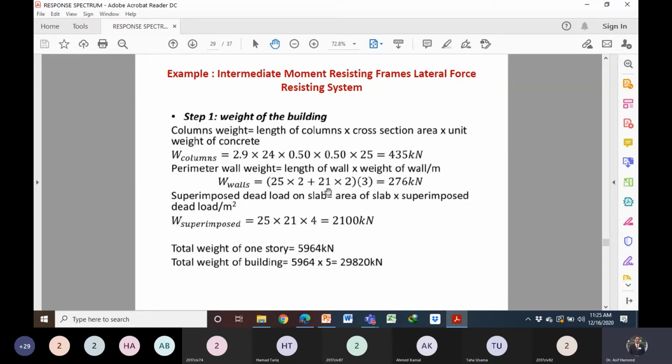Length of the column: what was the story height? Story height was, I think, 3.7. You can subtract the depth of the beam, so remaining is 2.9. This is the length of the column, 2.9. Number of columns is 24. Cross section is 0.5 multiplied by 0.5, 500 by 500 millimeter. And this is the unit weight of the concrete. So we have the total weight of all the columns.